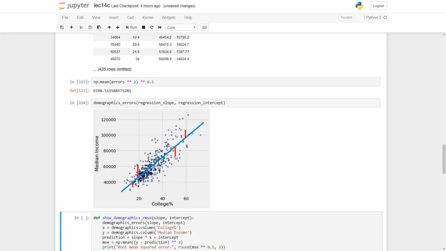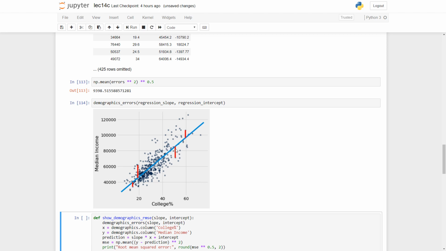The length of that vertical line is actually the absolute value of the error. In that case, of course, the actual error is negative because this value is less than the predicted value. So this is negative, this is positive, this is negative, this is positive, and all of them are errors.